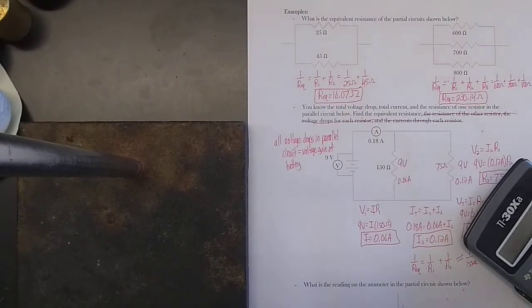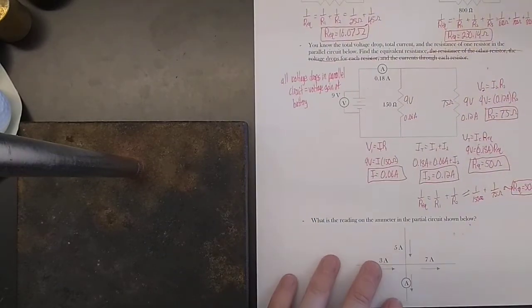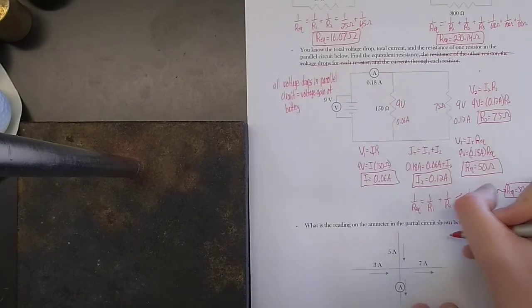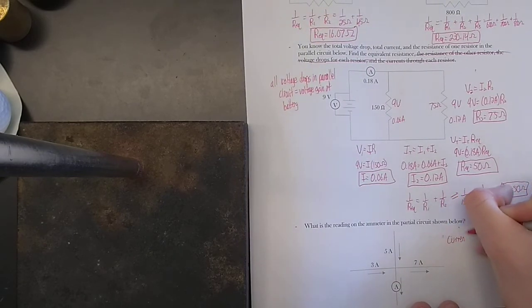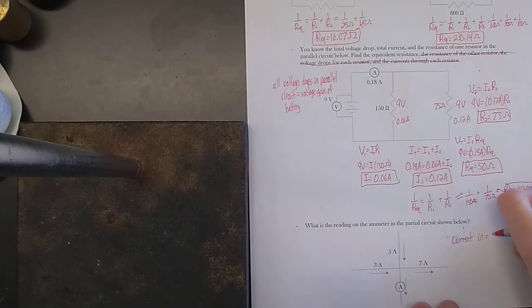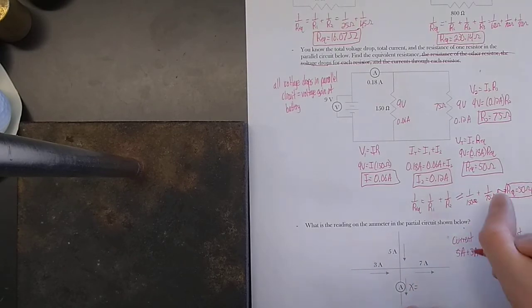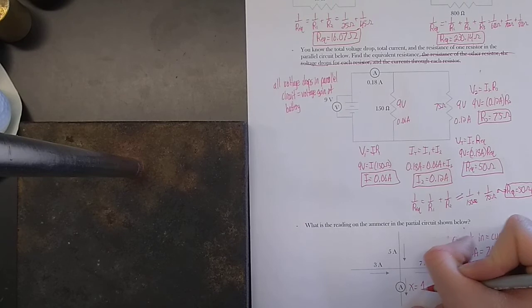And then last but not least, we already did one problem like this, but I'll do another one. What's the reading on the ammeter in the partial circuit shown below? Well, we know the current in must equal the current out. 5 amps plus 3 amps equals 7 amps plus X. 5 plus 3 is 8, minus 7 is 1. 1 amp must be what X is equal to.